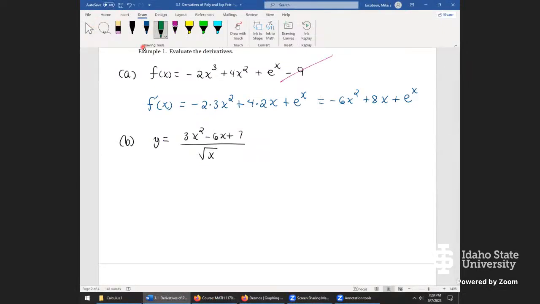First thing I would want to do is let's go and write y equals. I'm going to take 3x squared divided by root x minus 6x divided by root x plus 7 divided by root x. So that was my first step. You can just divide this single term into all the terms in the numerator. Now I still need to simplify these. I can't differentiate in this stage until the base x appears in just one location.